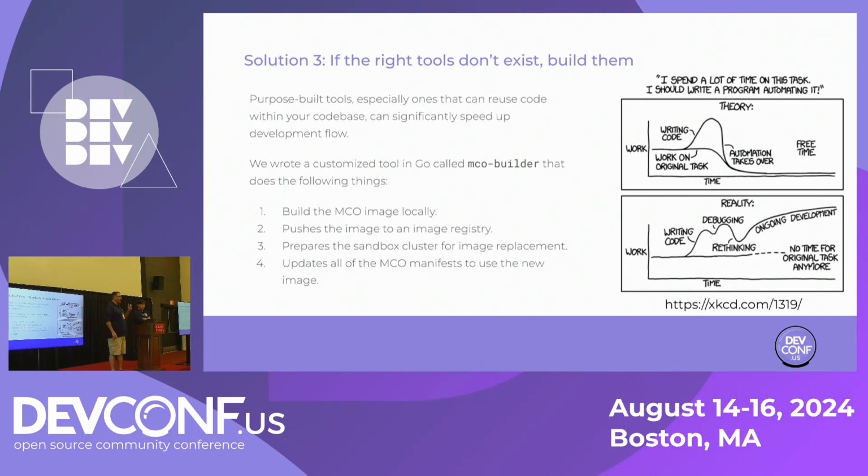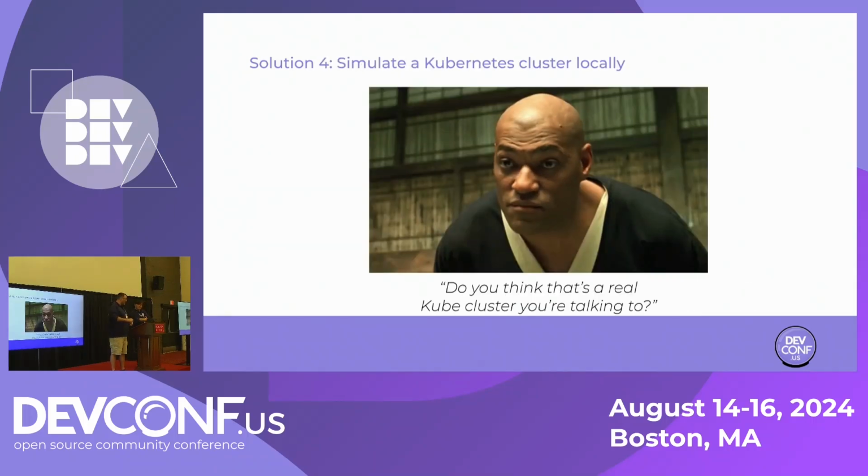The next one is, sometimes you need a custom built tool. Sometimes you just need that. So what we did here was we wrote a tool that builds the MCO image, pushes it to the image registry, and prepares the sandbox cluster for the image to be replaced. And then it just replaces everything. And I think that over time, at least for this XKCD, as other people use the same automation, reality does approach the theory a little bit more.